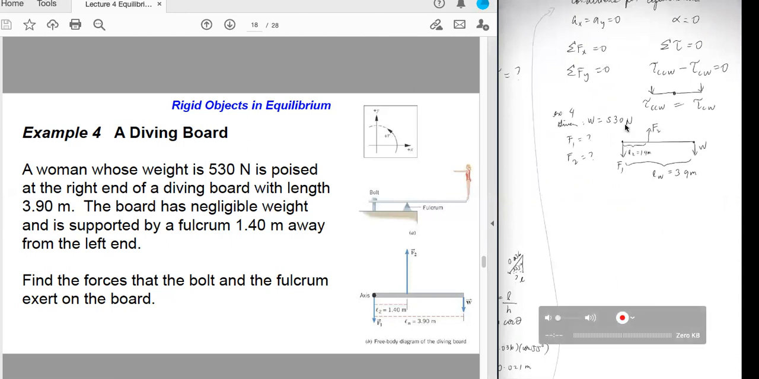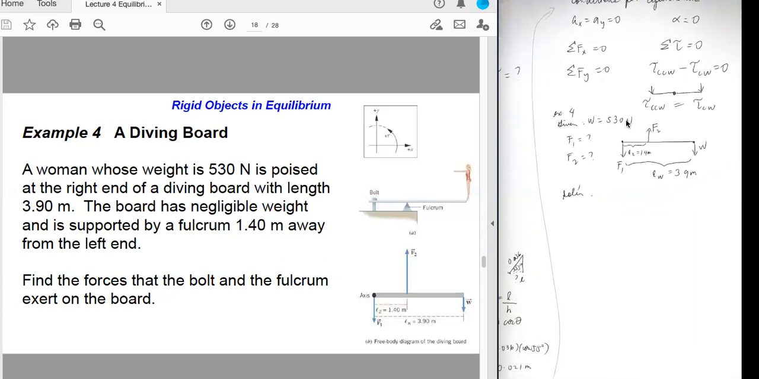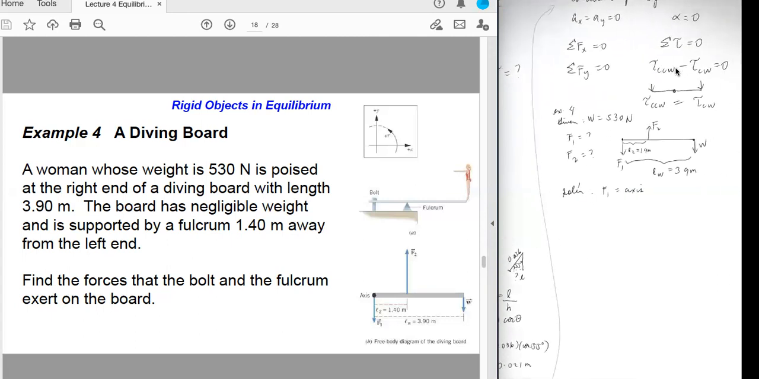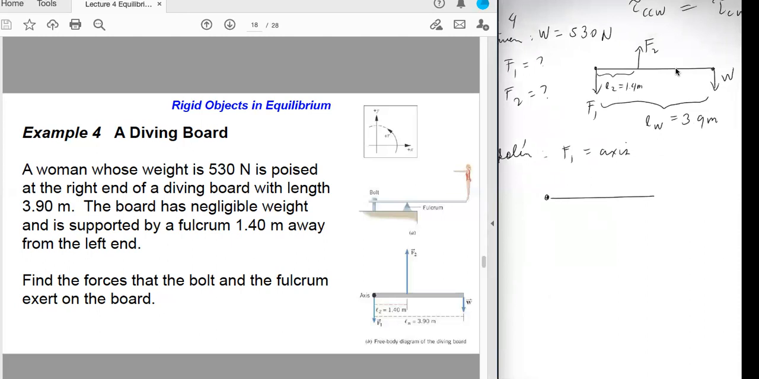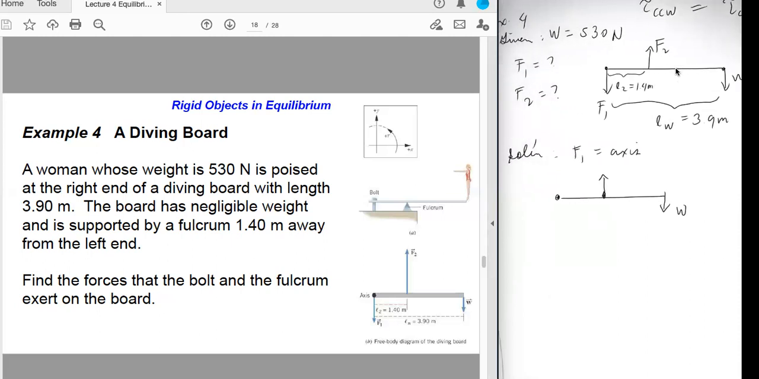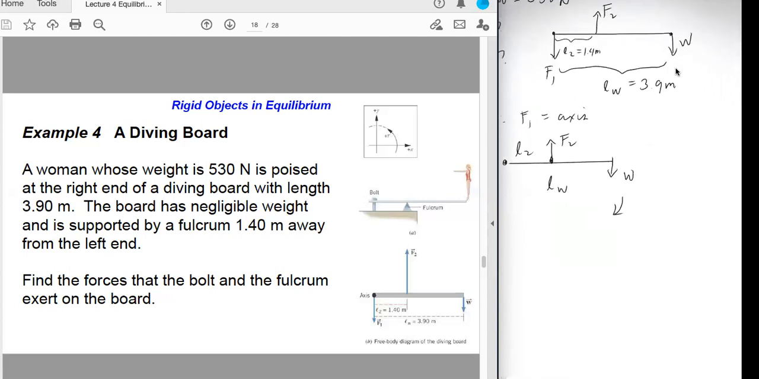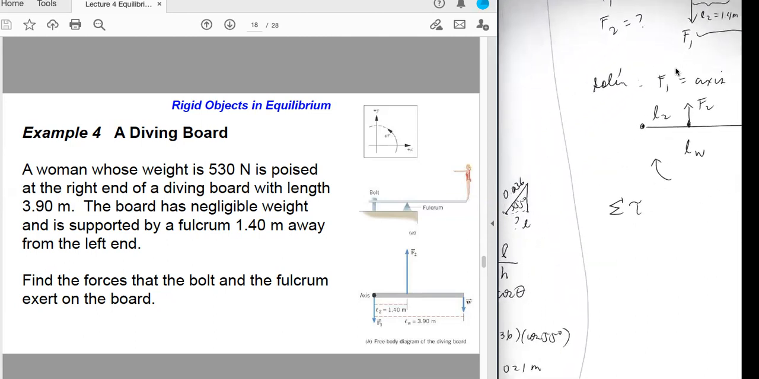Solution. Maybe let's make this the axis. That means it is the basis of our rotation. So our axis is F1. Its torque is zero. When you make its torque zero, that force drops out. So we only have the weight and F2. This is the lever arm of F2 and this is the lever arm of the weight. So we have torque counterclockwise and torque clockwise. Torque should be equal to zero.